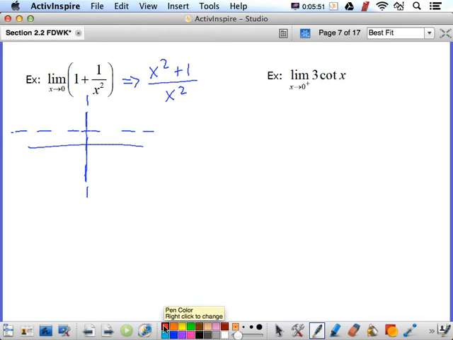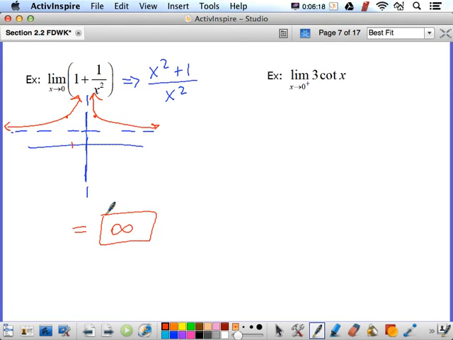So all we need to know is, where does the graph live? If I plug in -1, I get 2. Very good. So it lives up in this area here, approaching positive infinity from that side. And then if I plug in +1, I still get 2, so it lives up in this area. So what can we say about the limit as x approaches 0? It equals positive infinity. Makes sense? No problems? We're all pretty comfortable with that?